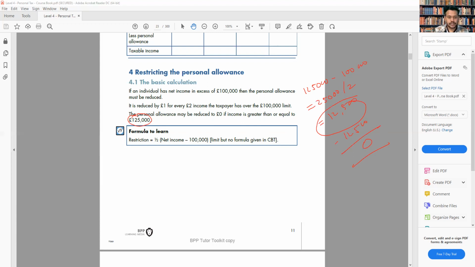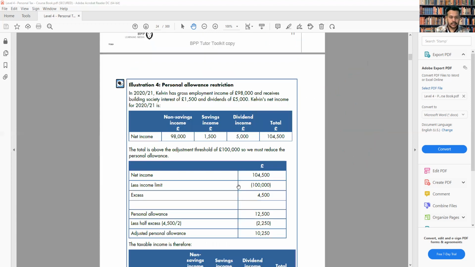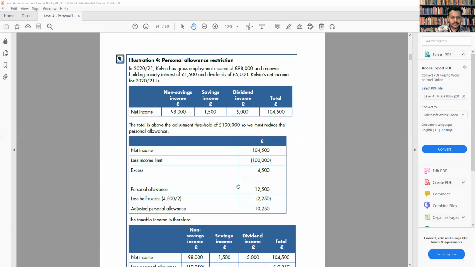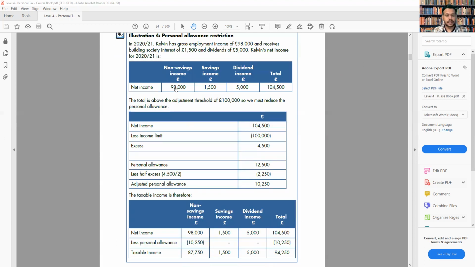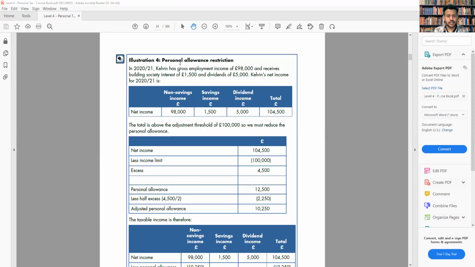All right, so let's do some practice. Hopefully you'll understand more from there. Okay, let's look at this example, illustration 4. Personal allowance restriction. Kelvin has gross employment income of 98,000. He receives building society interest of 1,500, which is non-savings, and dividends of 5,000.